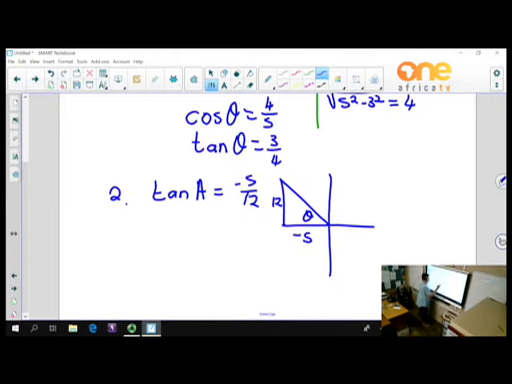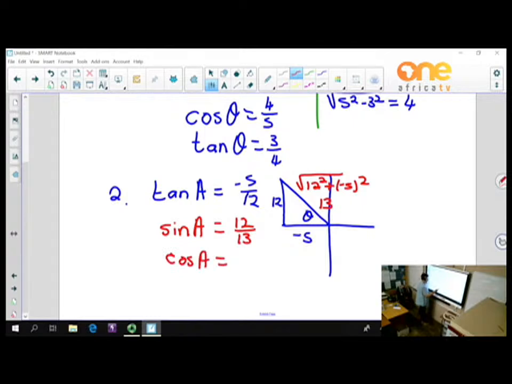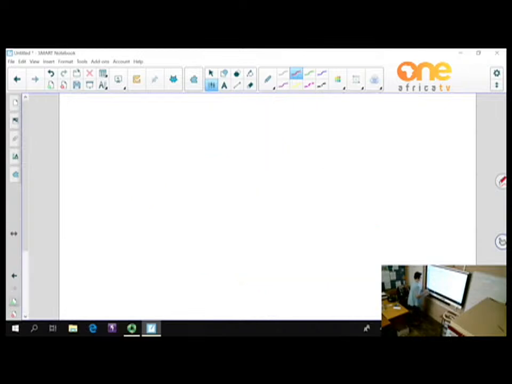So now first we have to find the hypotenuse here, which will be 12 squared plus negative 5 squared, and that is 13. So then I can say that sine A is equal to 12 over 13, positive, and cosine A in that quadrant is then going to be negative 5 over 13. Right, let's look at the next one, number 3.